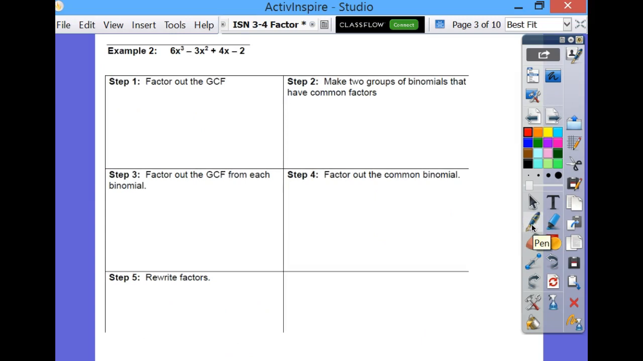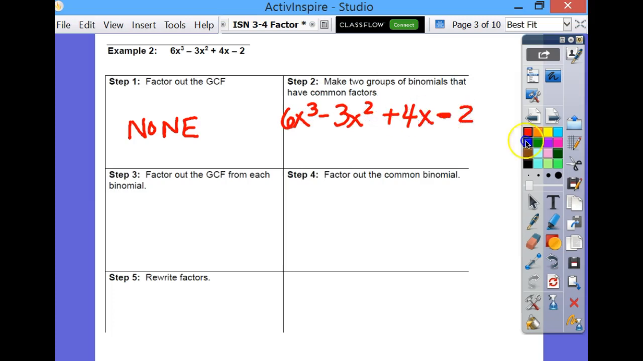Example number 2. Look at the numbers 6, 3, 4, and 2. Is there a GCF number? Is there a GCF variable? Do they all have an x? So we write the original problem down and make 2 groups of 2. Looking at each group, is there something that factors out of this group right here? Is there something that factors out of this group right here?